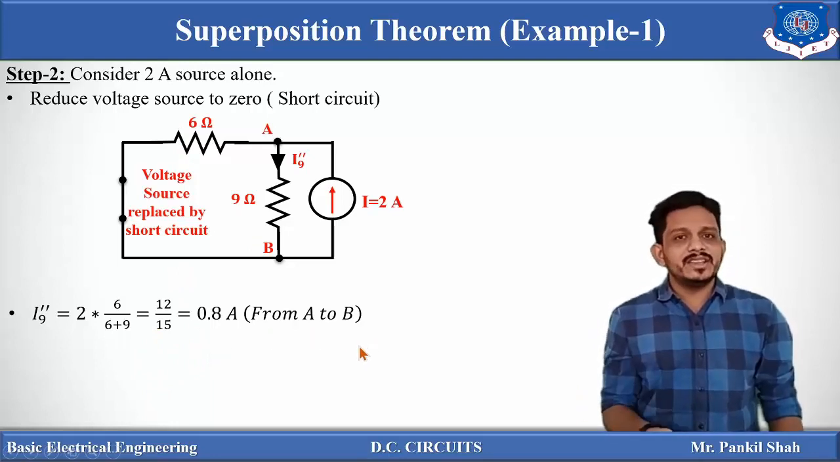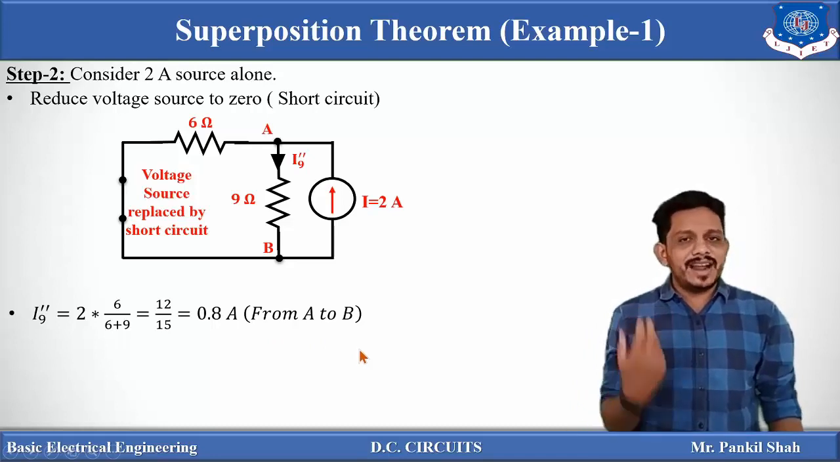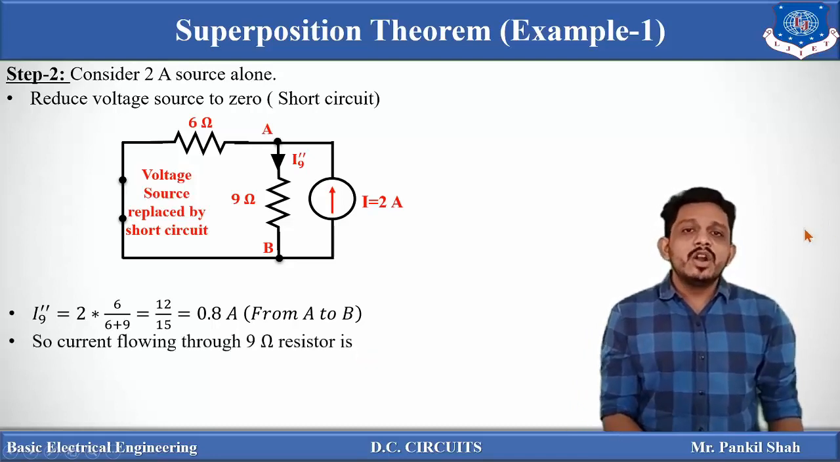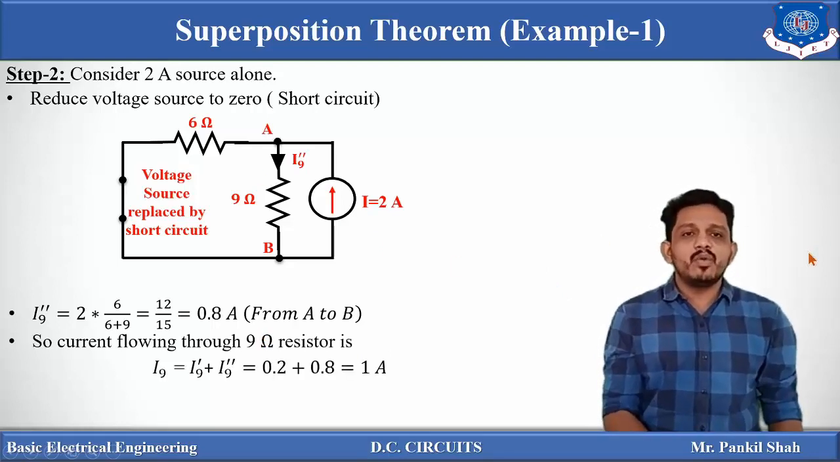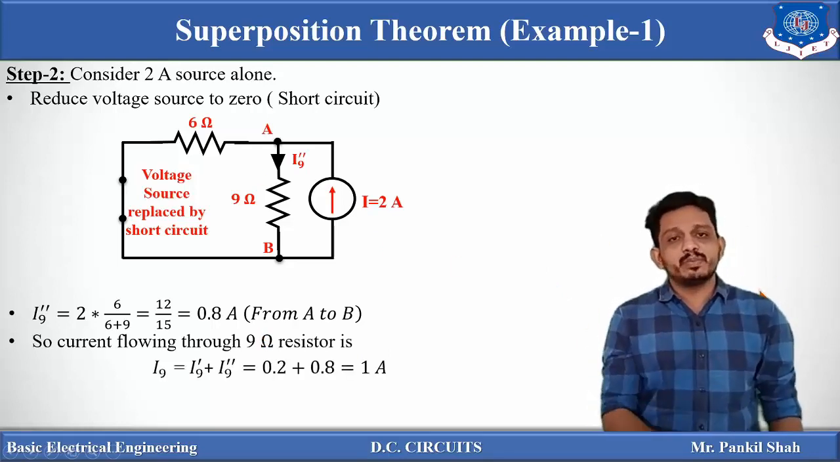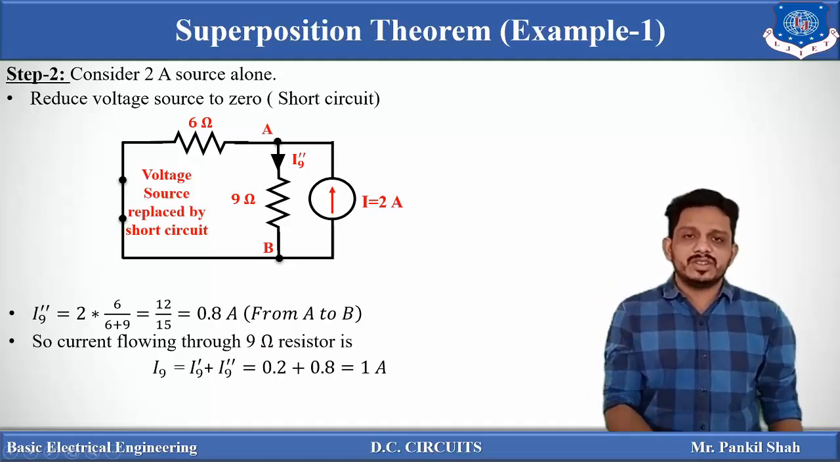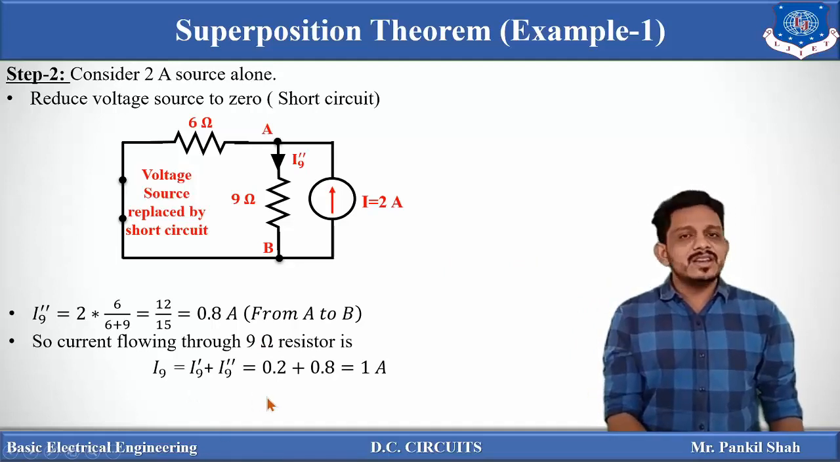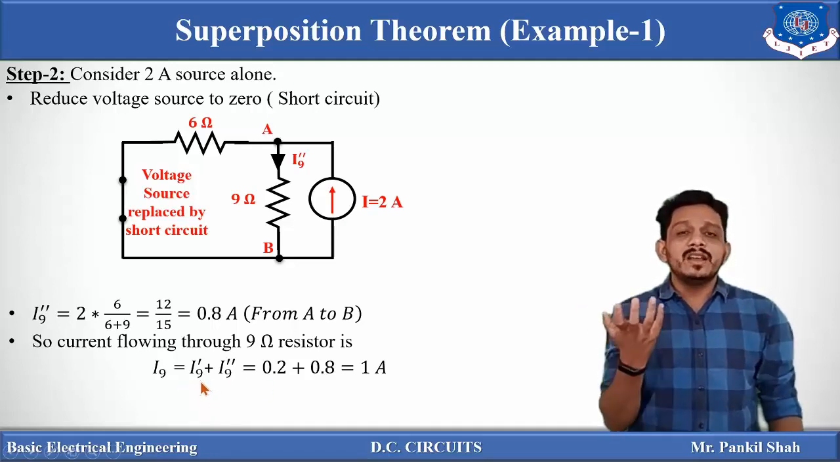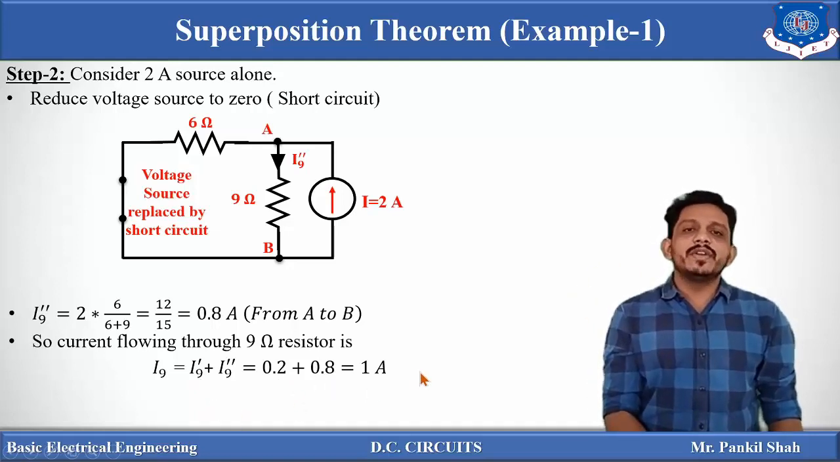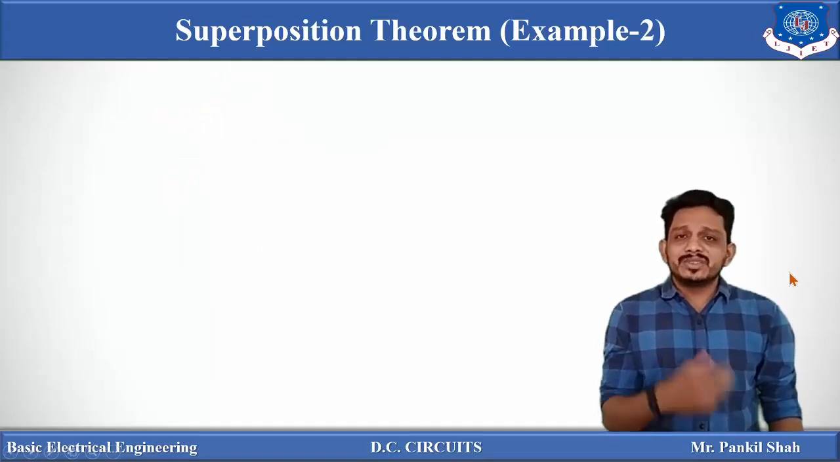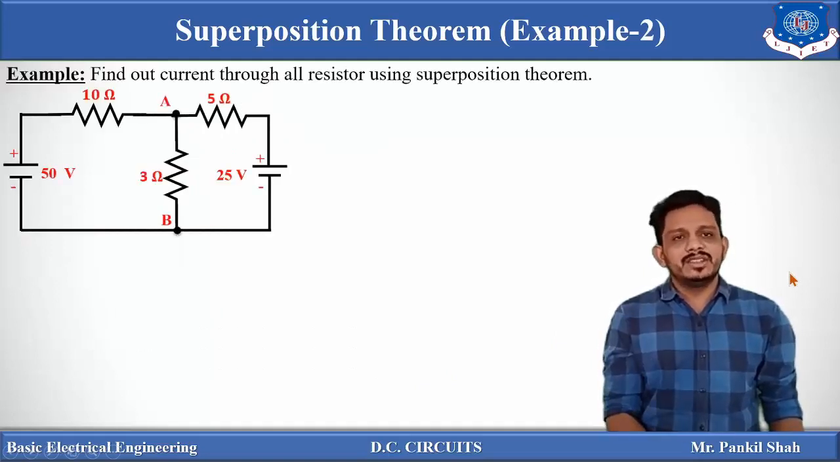So in both the cases we obtain the current and the direction of that current. Now to find the total current flowing through this 9 ohm resistance, you have to add both individual responses obtained by the individual sources. So first was the I9 dash, second one was the I9 double dash. If you add these two results, you get the total current flowing through that branch with both the sources. So it will be 0.2 plus 0.8, so it will be 1 ampere. So this is nothing but the superposition.